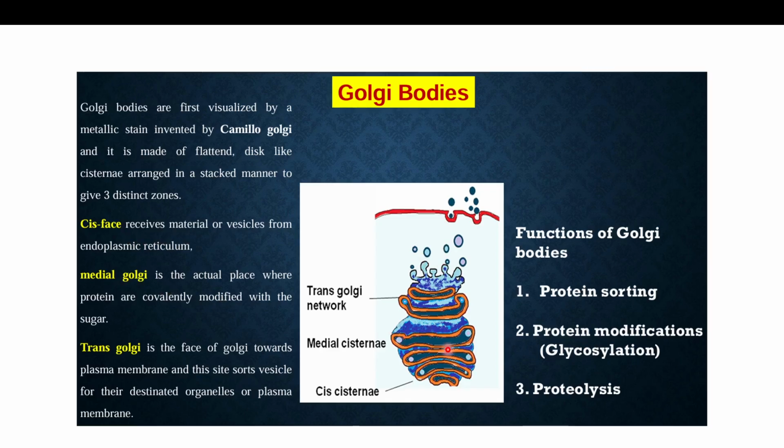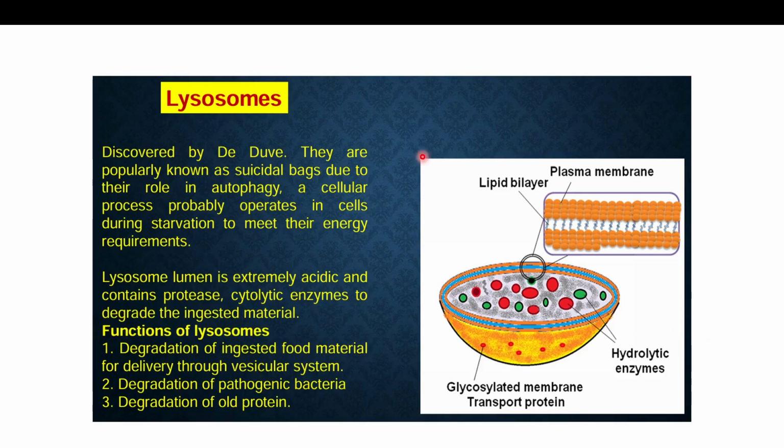Then there's medial Golgi, or medial cisternae, which is the actual place where proteins are covalently modified with sugar. And then there's trans Golgi, which faces towards the plasma membrane, and this site eventually sorts the vesicles for their destination. Okay. Then there are lysosomes, which are suicidal bags.